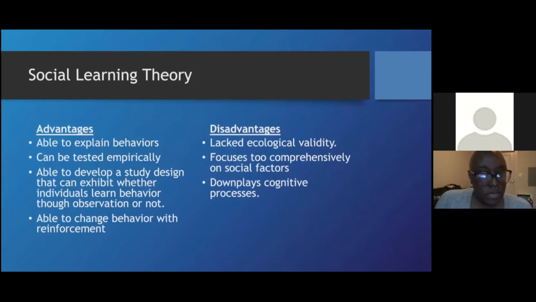Some advantages of social learning theory are that it is able to explain behaviors, can be tested empirically, is able to develop a study design that can exhibit whether individuals learn behavior or not through observation, and is able to change behavior with reinforcement. And disadvantages are lack of ecological validity, focusing too comprehensively on social factors, and downplaying cognitive processes.